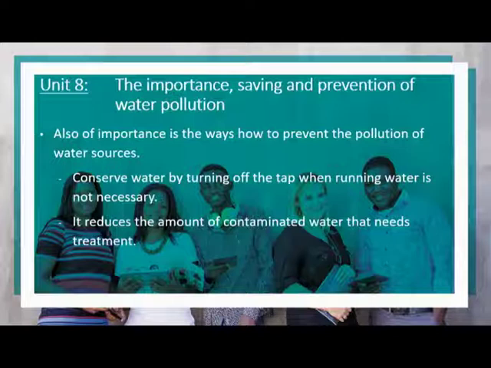Conserve water by turning off the tap when running water is not necessary. It reduces the amount of contaminated water that needs treatment.